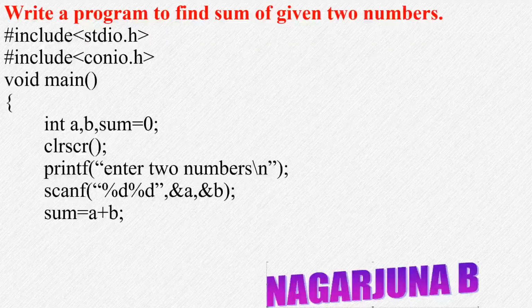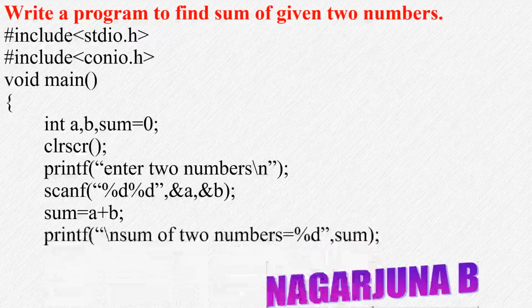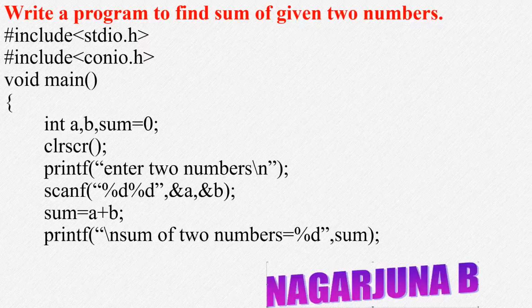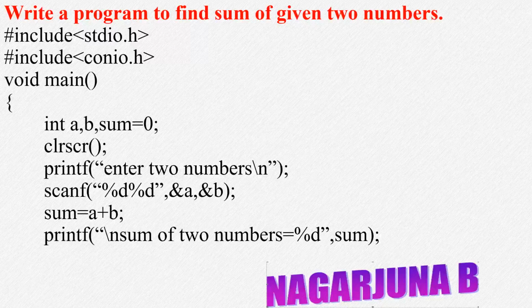Then I need to display to the user a message of the sum of two numbers, that is the output. For that purpose, I will write printf, open bracket, double quotes, slash n sum of two numbers is equal to %d, double quotes, close, sum, bracket close, semicolon. So here it will display sum of two numbers is equal to. After that, where I have written %d, in that place it will display the value which has been stored in the variable sum. After that, getch.